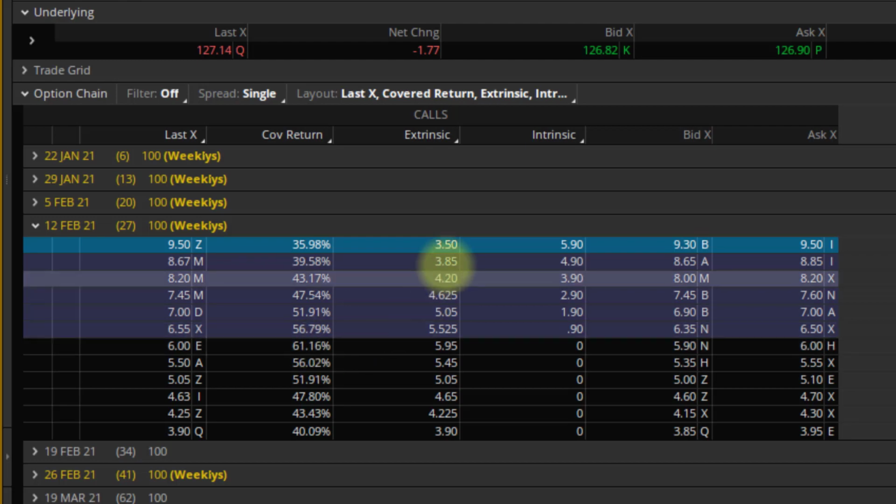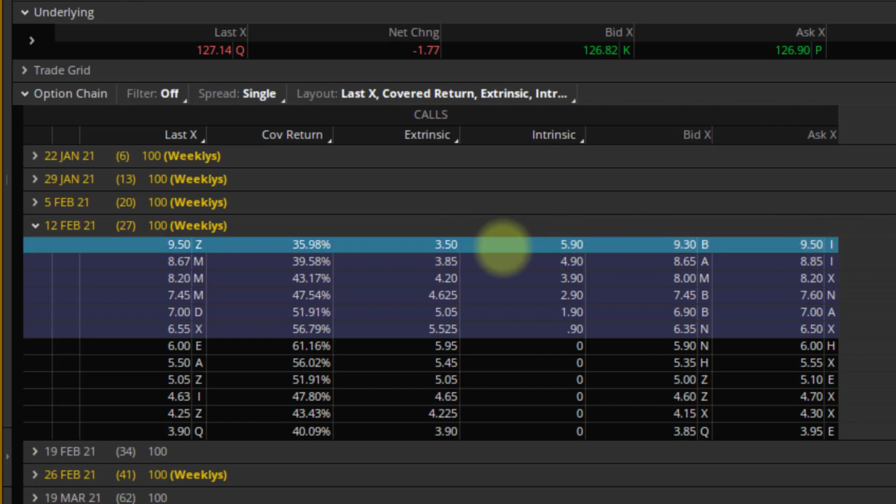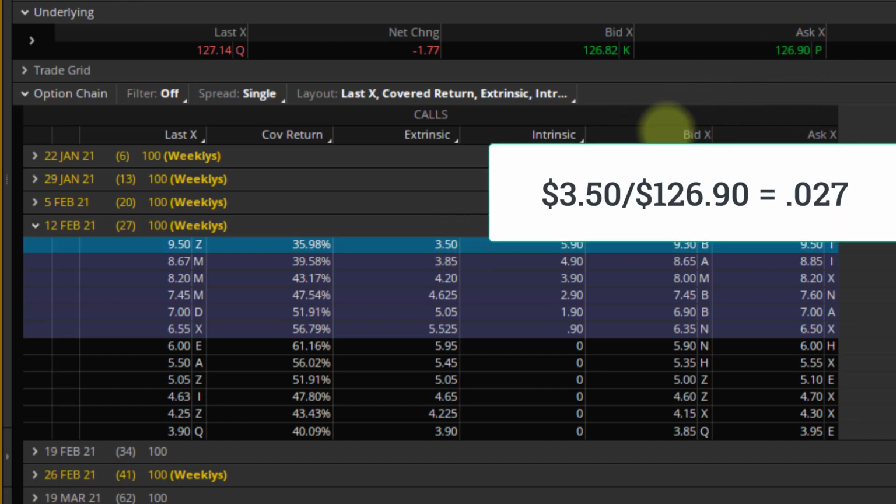So let's just try this one at the top, this 121 strike. If you take the 350 extrinsic value divided by the stock price, of course that raises the question, do we want to use the bid, the ask, the mark, the last? I'm just going to use 126.90 for right now, the asking price. So we take 350 divided by 126.90 gives us a number. That's going to be about 0.027 or almost 3%.